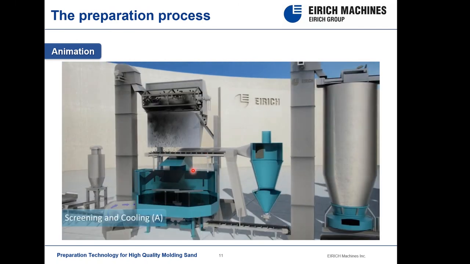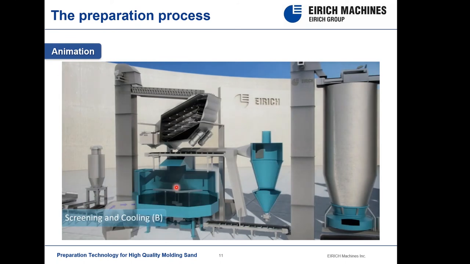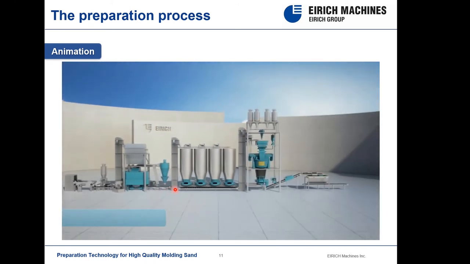Then we have this screening and cooling, where you have the sand cooler here. This is an octagonal rotating screen, and you have the cyclone to collect the fines during the sand cooling. Another option is to have the same sand cooler but with a vibrating screen. In this case, it helps us to separate the sand and also the coarse sand coming out of the system. That way, you don't get contamination of the sand that is going to be used for the mixing farther in the process.